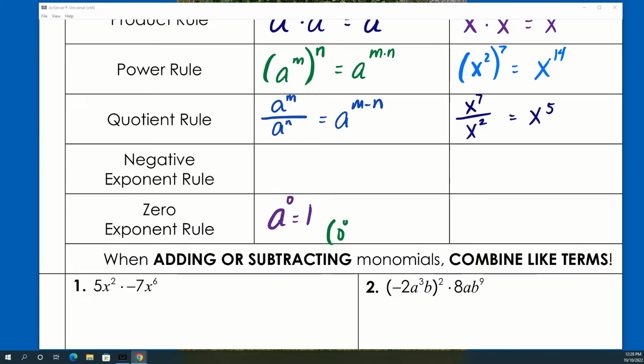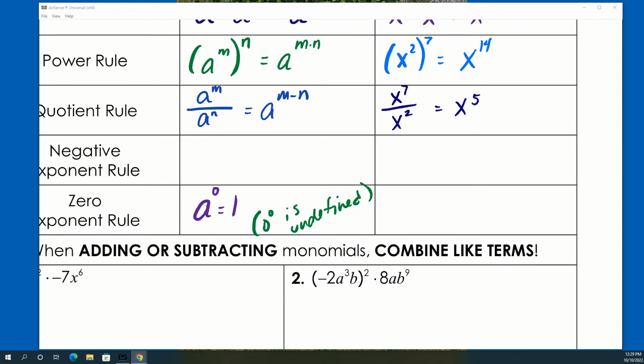Now, 0 to the 0 is undefined because some mathematicians proved that 0 to the 0 was 1, and some proved that 0 to the 0 was 0, and so it can't equal two things. So it doesn't have a value, 0 to the 0. All right, if we have in parentheses 7x squared to the 0? What do y'all think? This is 1 because everything except 0 to the 0 power is 1.